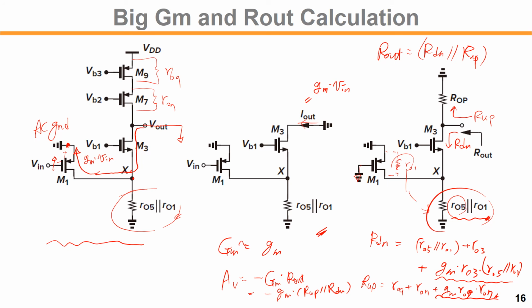So far we just assumed that the R05 and R1 is large enough, right? Much larger than 1 over GM3. So impedance looking up is 1 over GM3, and looking down is R05 in parallel with R1, right? The older signal current flows through M3 rather than flowing into this R05 and R1. So for this simplification, we can get the gain easily.